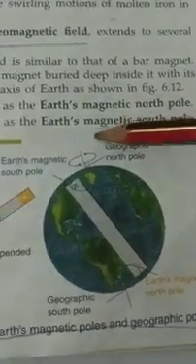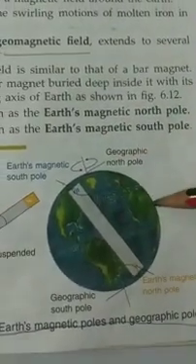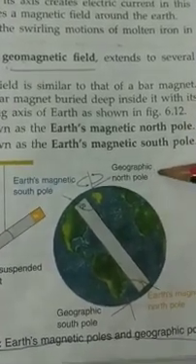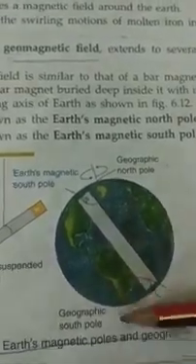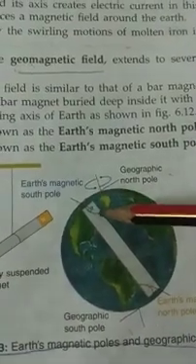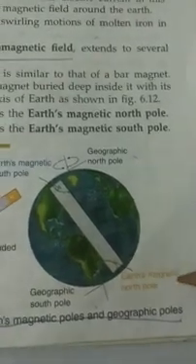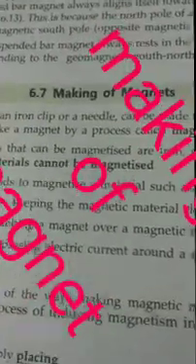Need not get confused, I already explained these diagrams which represent where the geographical north pole and geographical south pole are, and why we call this one the Earth's magnetic south pole and why we call this side the Earth's magnetic north pole. Okay, clear?